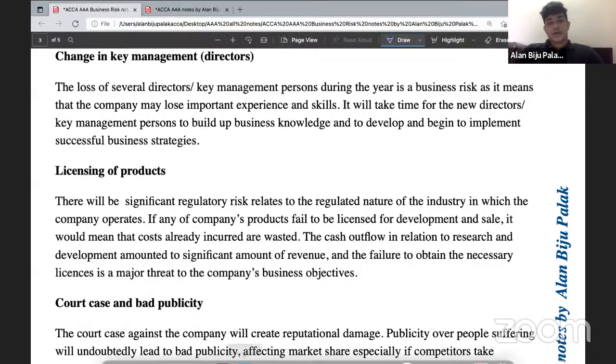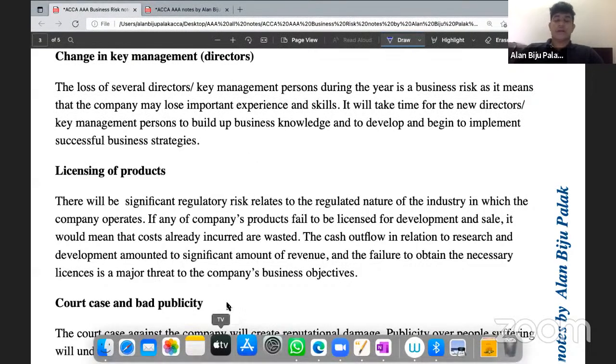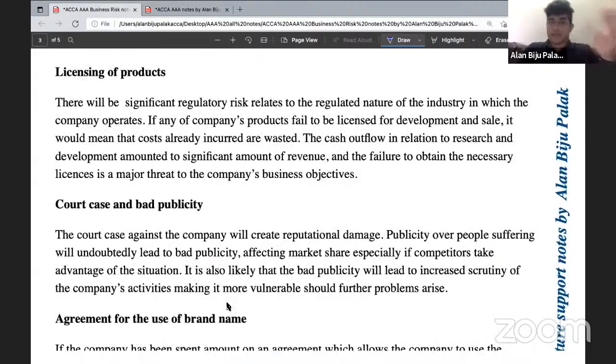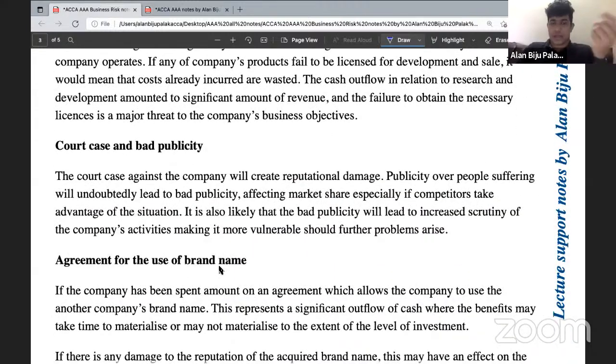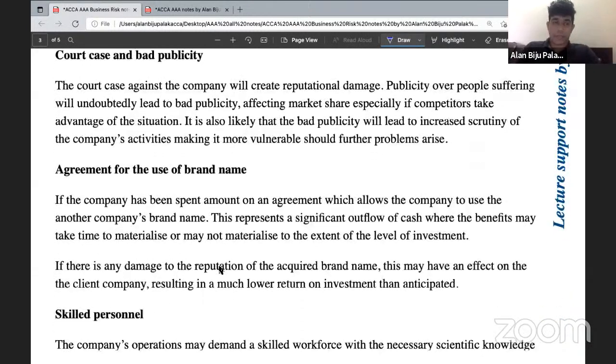Then there's a possibility of having court case and bad publicity against the entity. Again, the same reasoning that we have explained earlier. It may lead to reputational damages for the company, as well as the court case will also take a large sum of cash flows, because we might need to pay penalties and fines to the court, as well as we will also be paying legal fees to the advocates and other solicitors. Therefore, it will create both the reputational damages as well as the cash flow difficulty for the company.